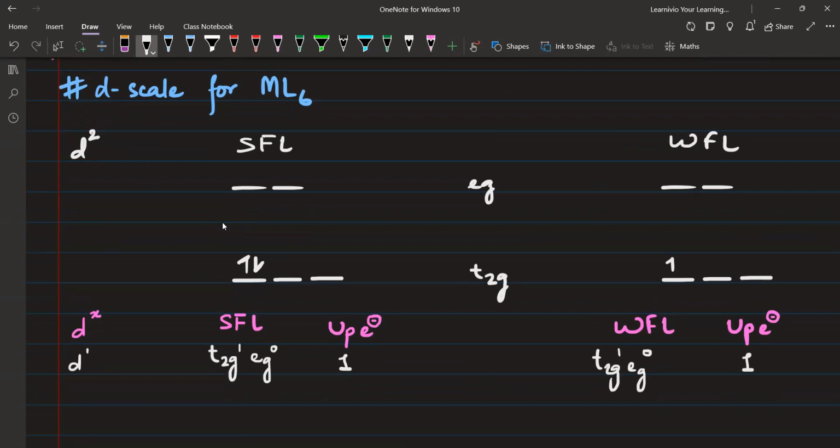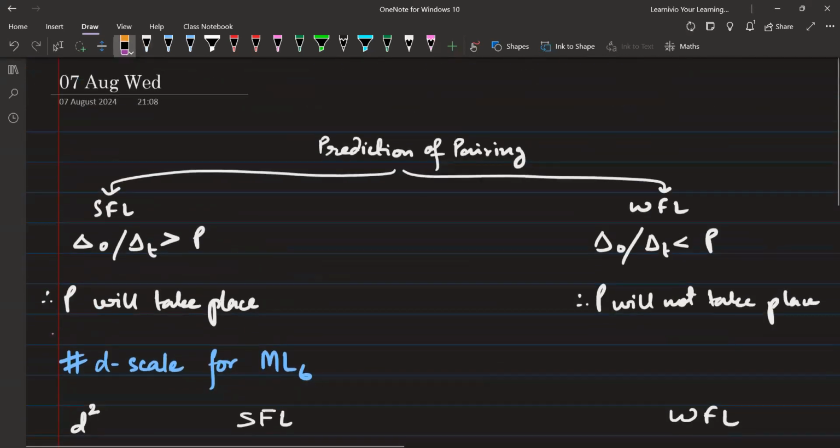Aapne likhaya tha, pairing humne kara diya. But aap wo bhool gaye bachche. Pairing kara diya aapne, but you had another choice also, na? Hum log jab pairing ki baat ki thi, tab baat ki thi: it will happen when the electron has to choose between del O and pairing. Electron has to choose between del O and pairing.